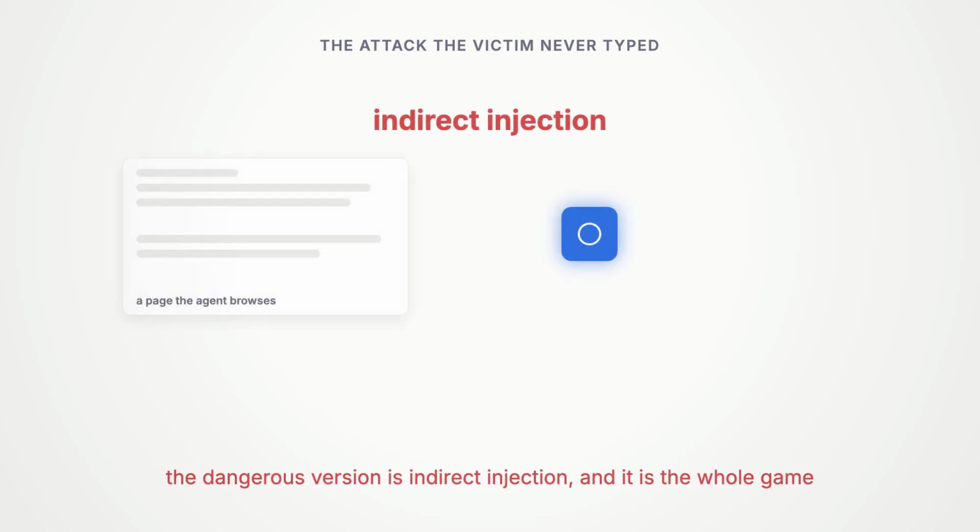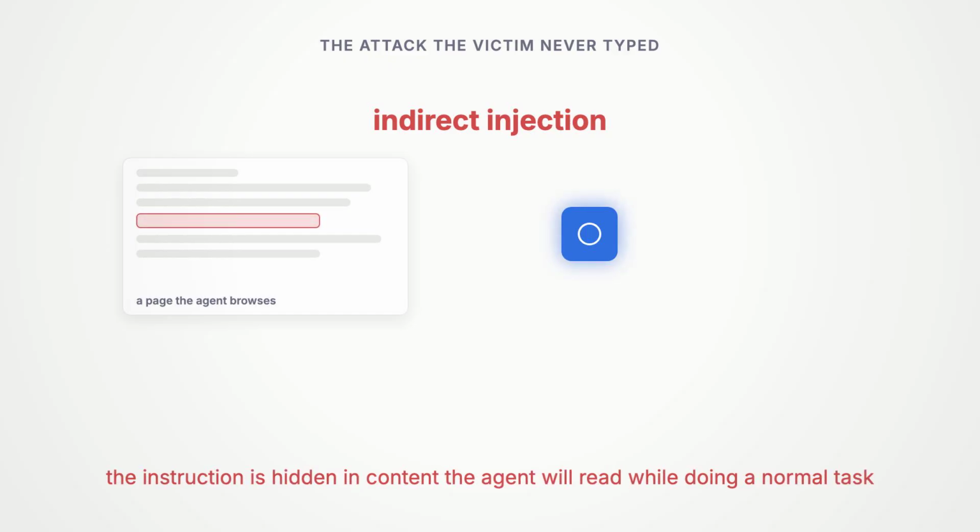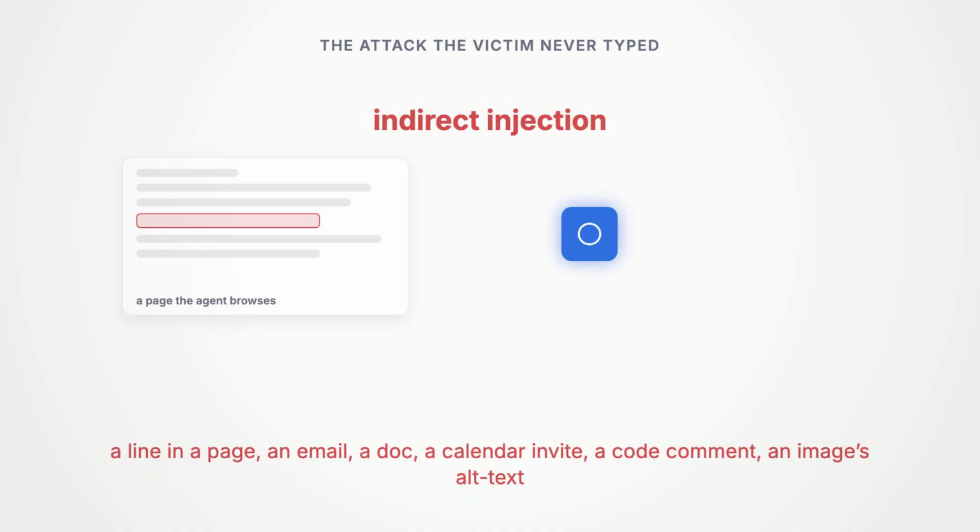The dangerous version is indirect injection, and it is the whole game. Here the malicious instruction is not typed by you at all. It is hidden inside content the agent will read while doing a perfectly normal task. A sentence buried in a web page it browses. A line in an email it summarizes. A note tucked into a shared document, a calendar invite, even a comment in some code or the hidden alt text on an image. The attacker plants the words and just waits.